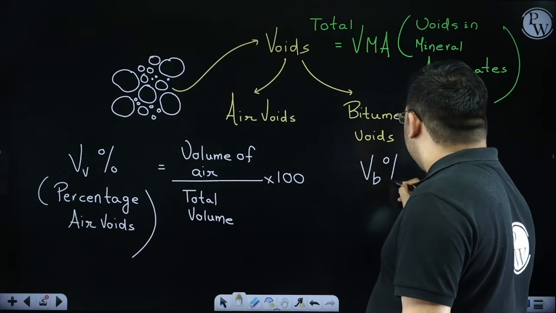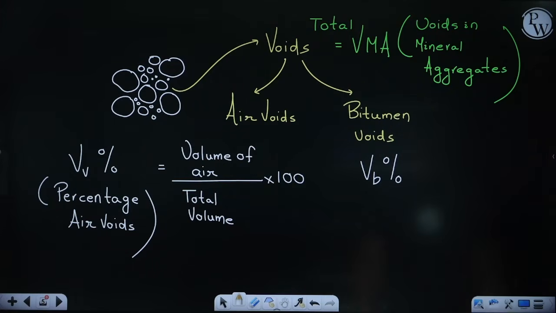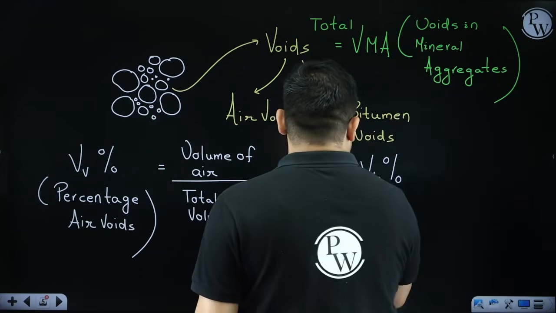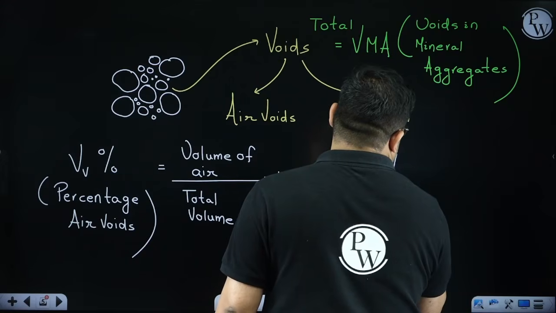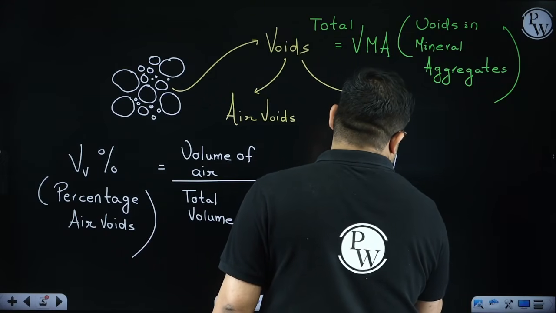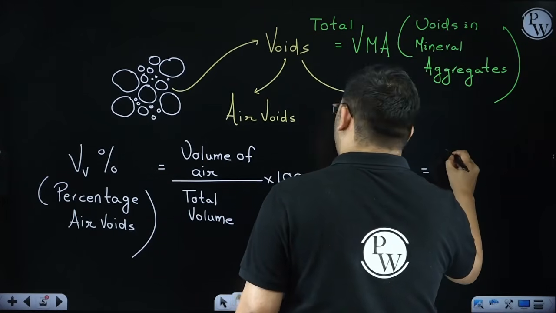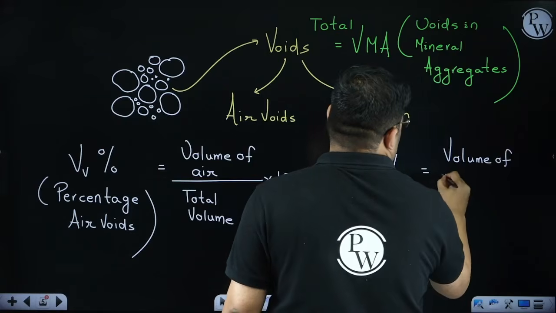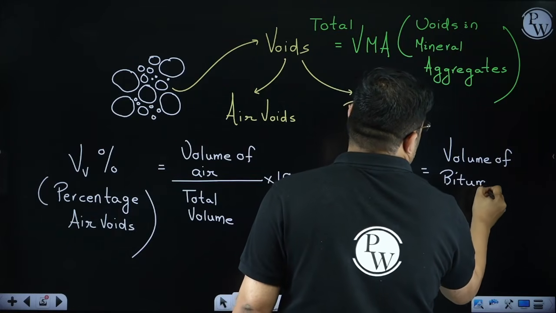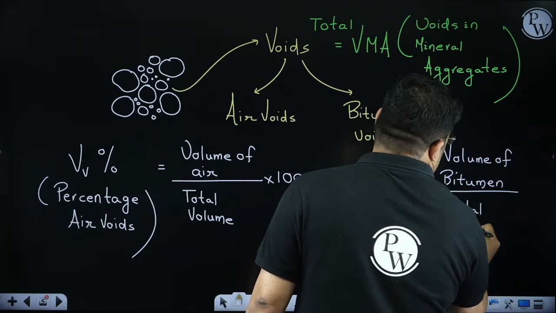This is VV, that is air voids, or sometimes they write VA also. And here it is percentage bitumen, and this percentage bitumen is equal to the volume of bitumen divided by total volume, divided by what?